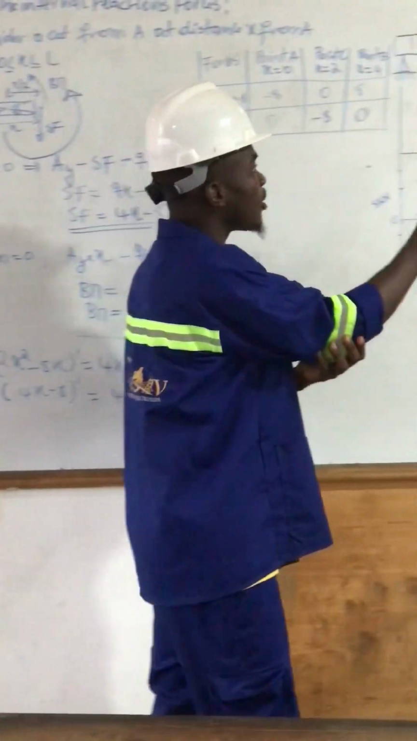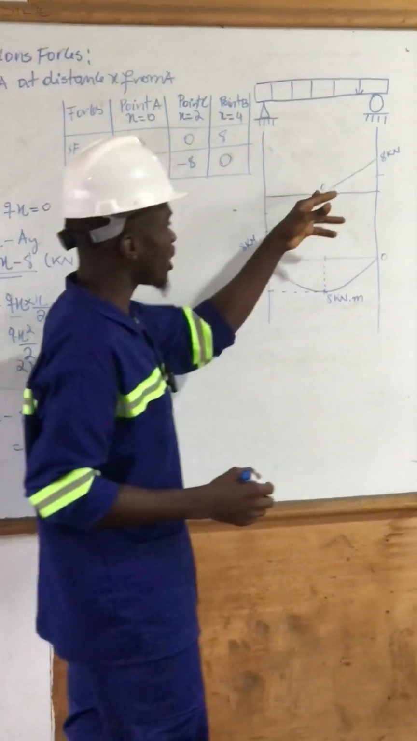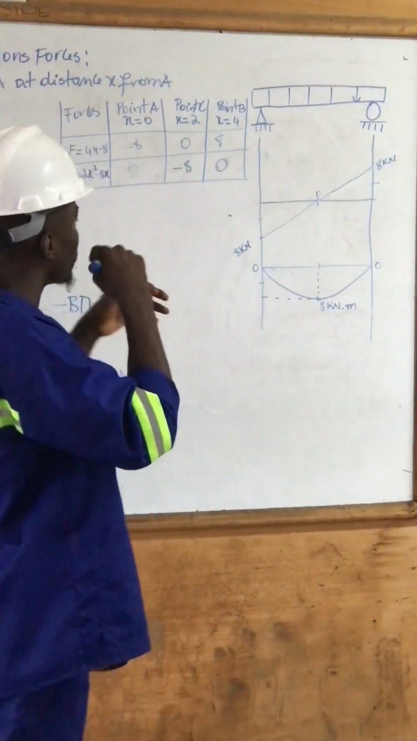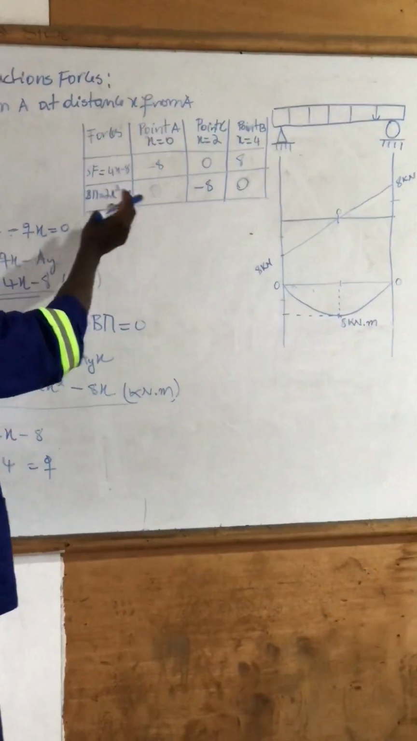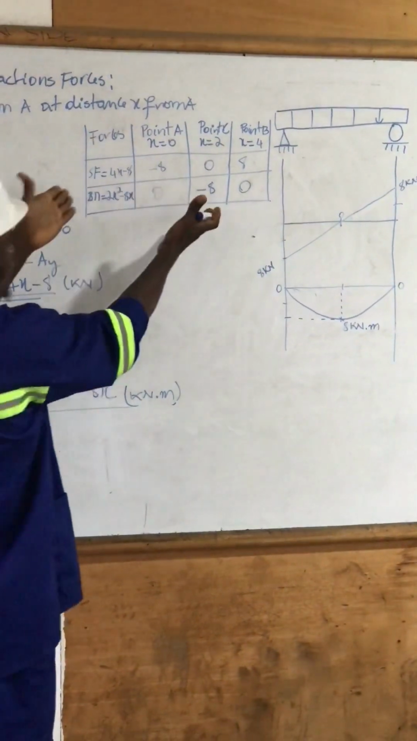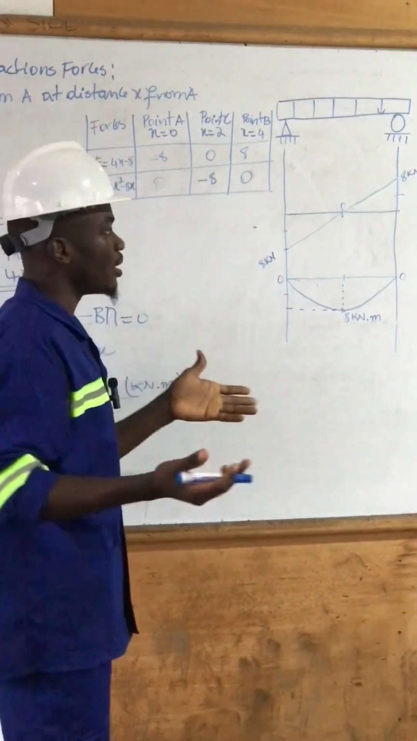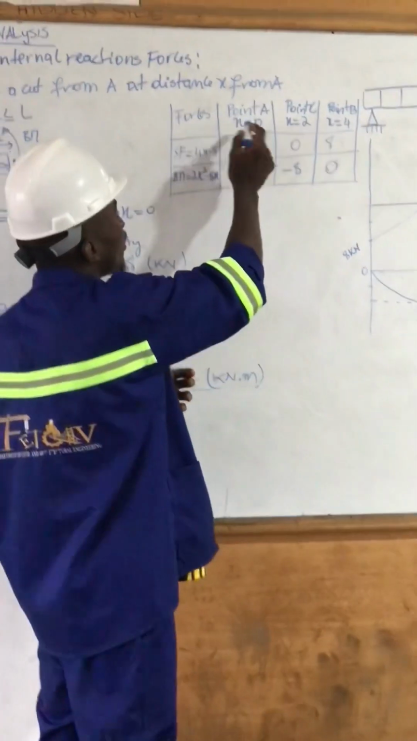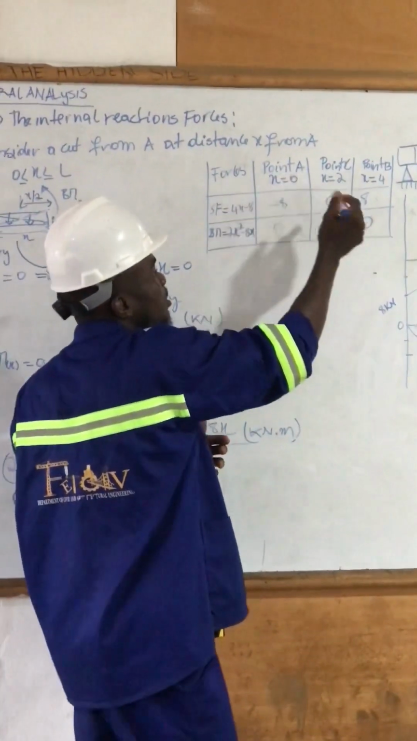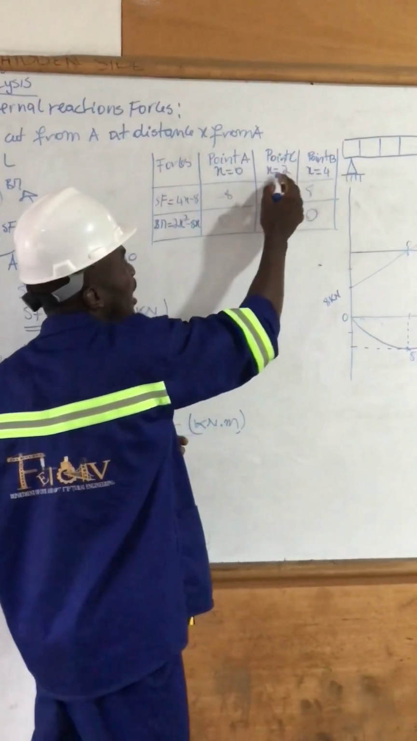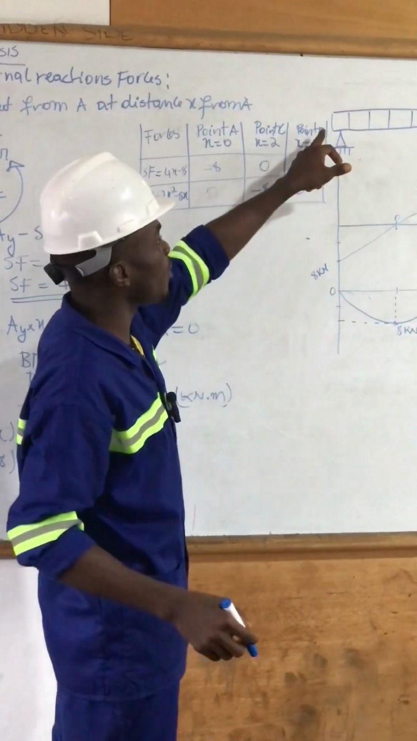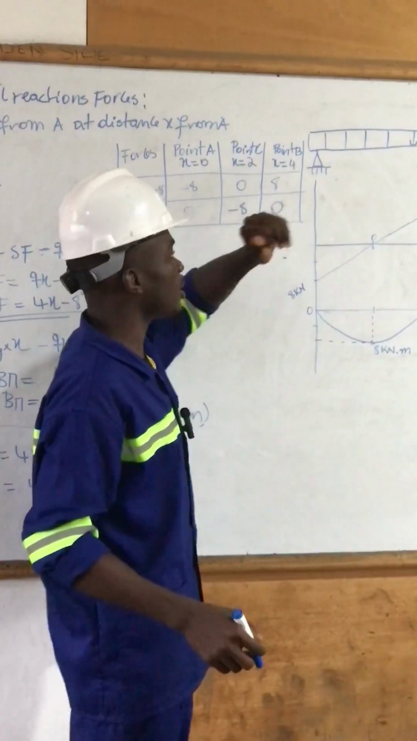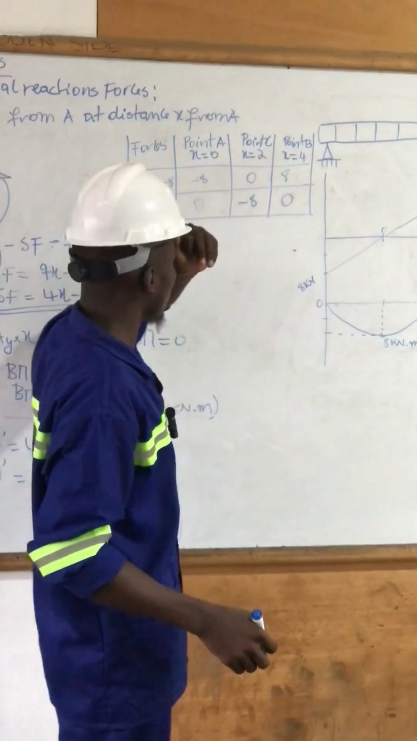Now we can go and draw the shear force diagram and the bending moment diagram. As I used to explain, there is an easier way to do it by drawing this table to help you have some points of your graph. Here I consider point A at x equal to 0, point C at x equal to 2, and point B at x equal to 4. Point C corresponds to the middle span of your beam.